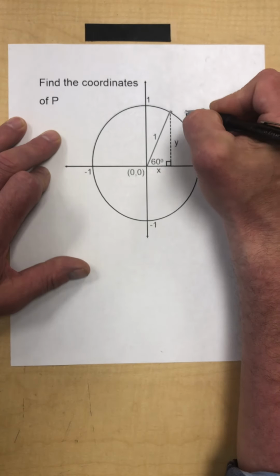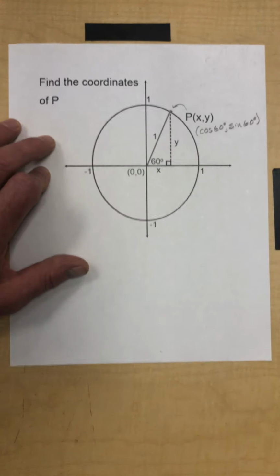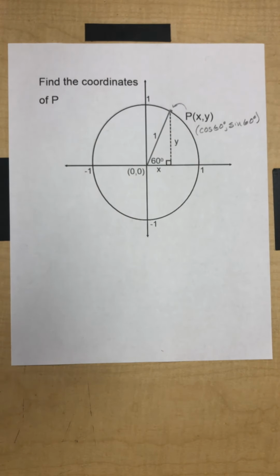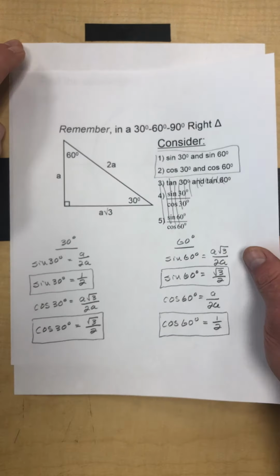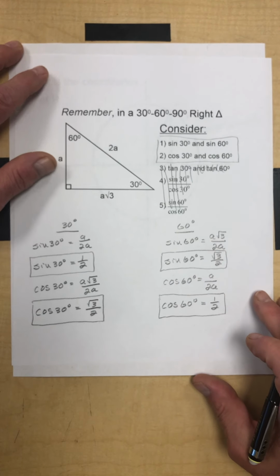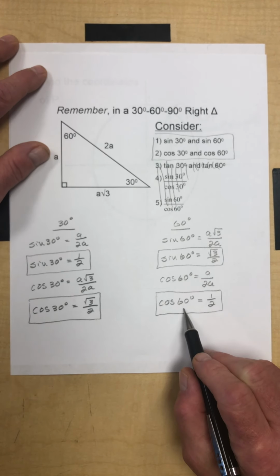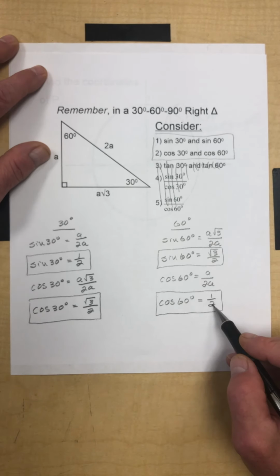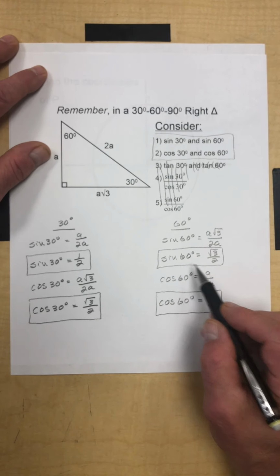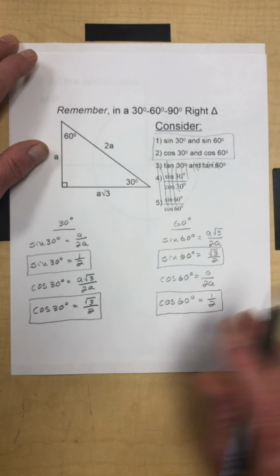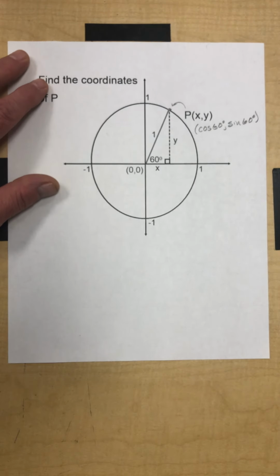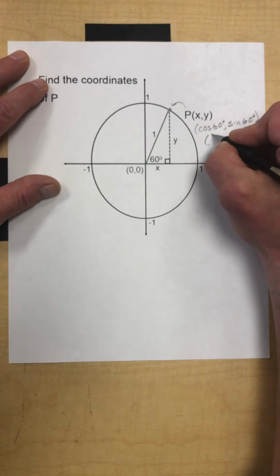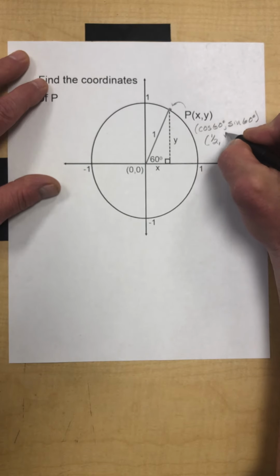Okay, and so we say, well, what are those coordinates? So I go back here, and we say, okay, well, the cosine of 60 degrees is 1/2, so that has to be our x-coordinate. And the sine of 60 degrees is radical 3 over 2, so that's our y-coordinate. So this has to be 1/2 and radical 3 over 2.